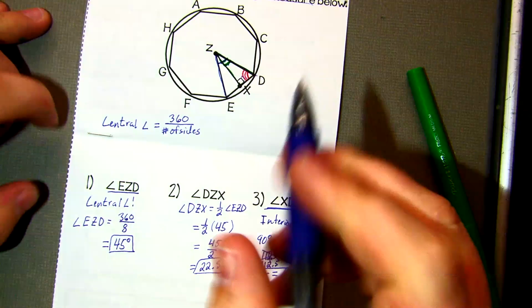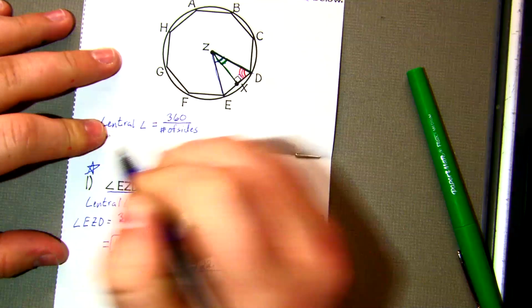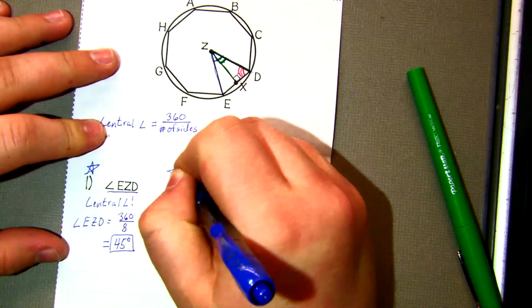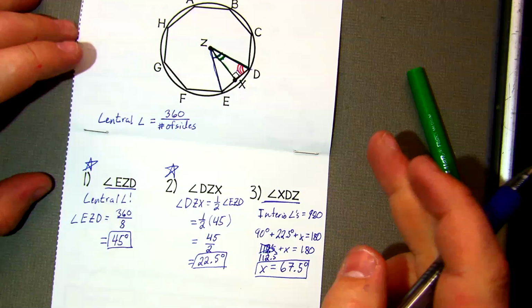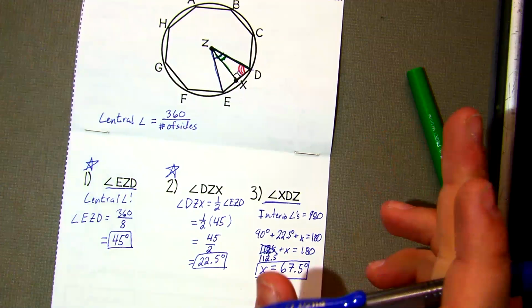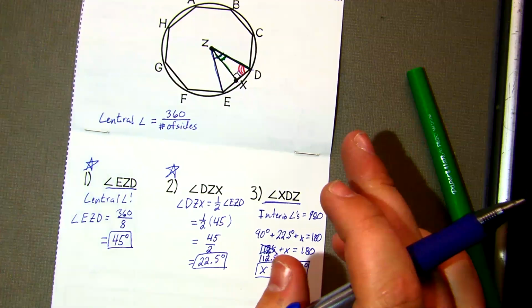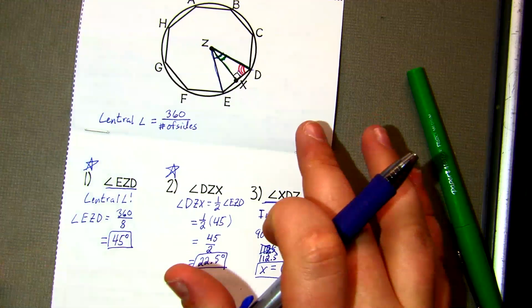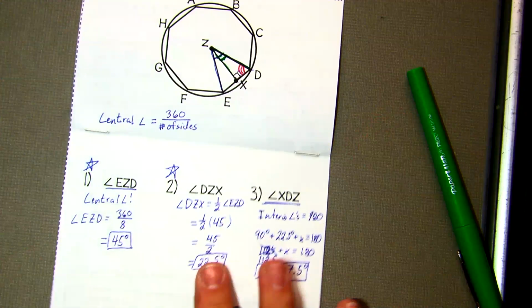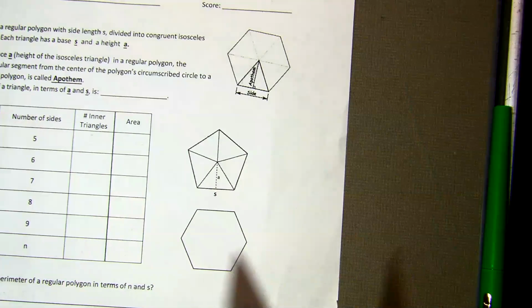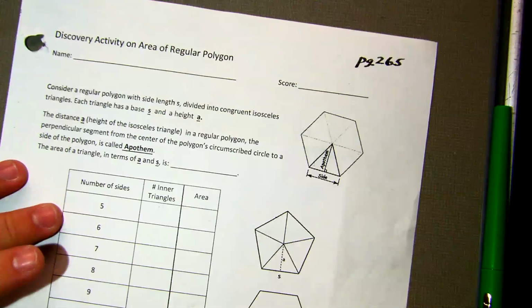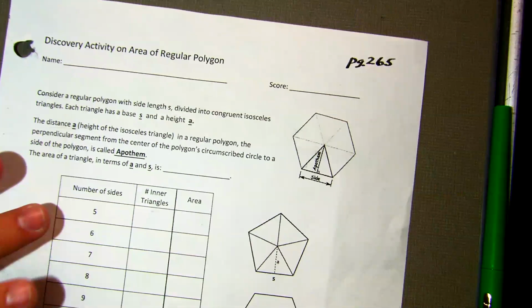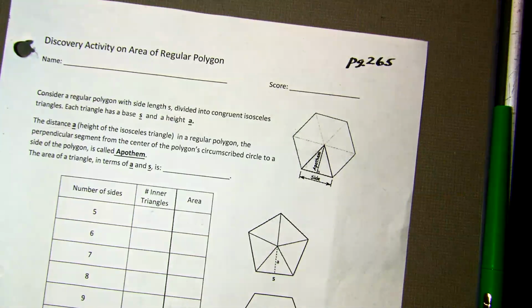The two that I would pay the most amount of attention to, problem number 1 and problem number 2. You're going to be doing those a lot in future examples. Okay. Now, we're going to put the flip book away for a second. And if I can have you get out your discovery activity on regular polygons. This is going to be on page 265 in your math notebook. So I'll give you a couple seconds to do that.